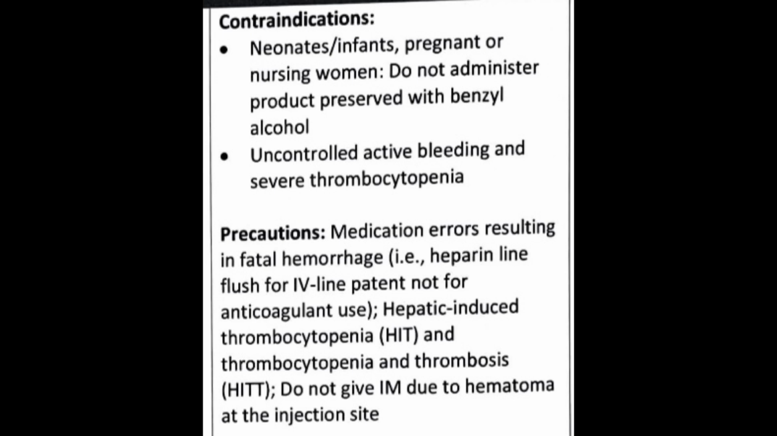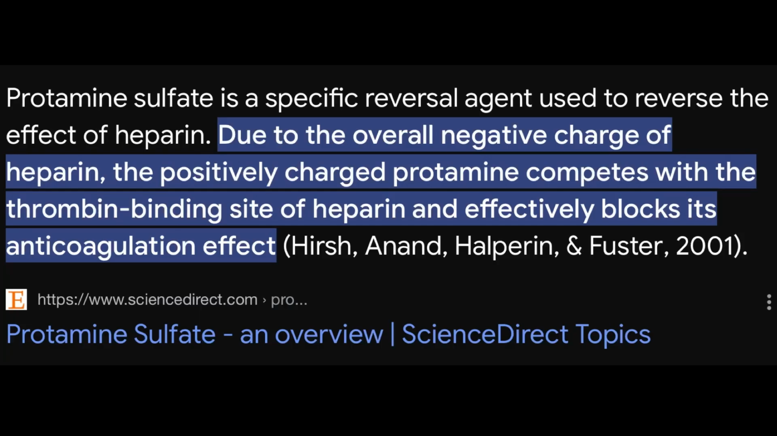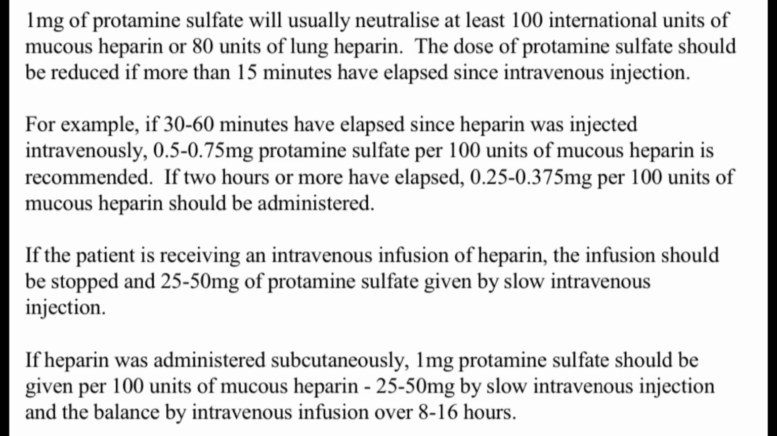General precaution, you do not preserve product with benzyl alcohol or administer unfractionated heparin IM because it causes hematoma at the site whenever you inject it. You want to avoid use in patients with thrombocytopenia. 1 milligram of protamine can be used to reverse 100 units of heparin, but the max dose of protamine you want to use is 50 milligrams.